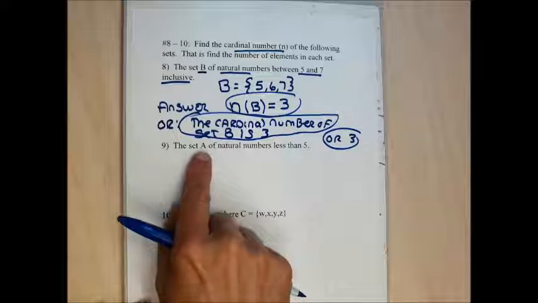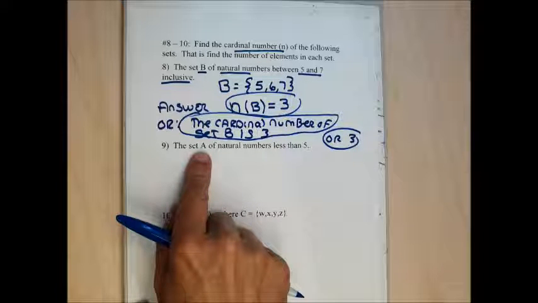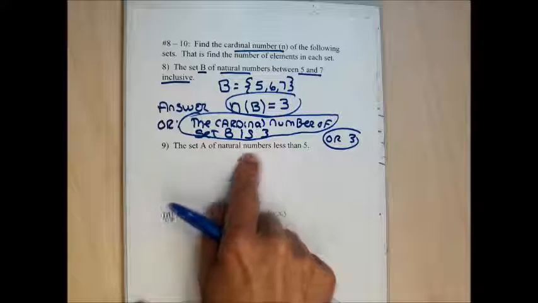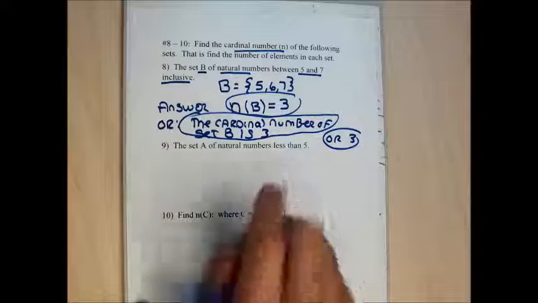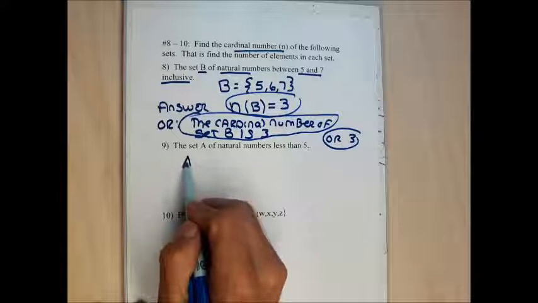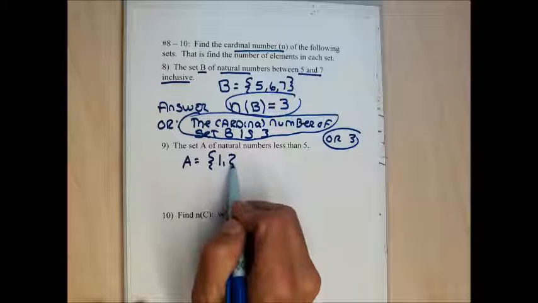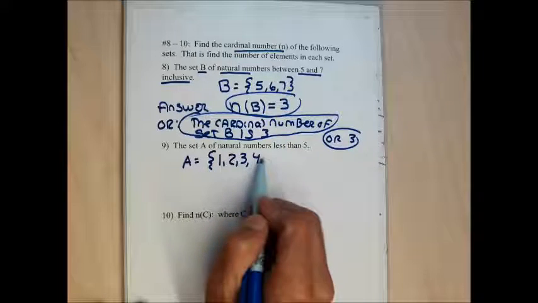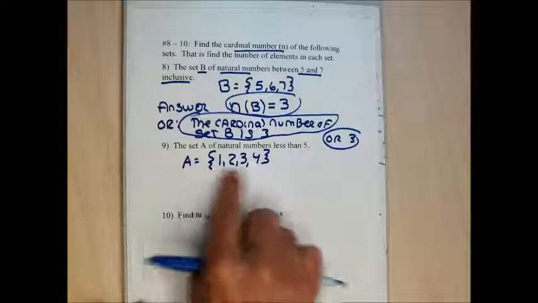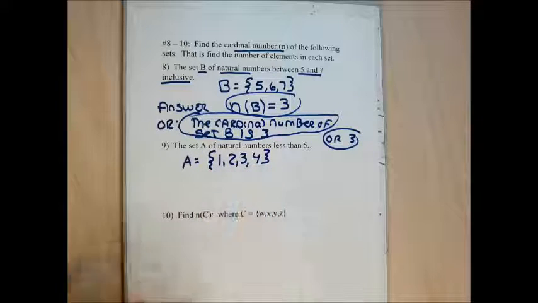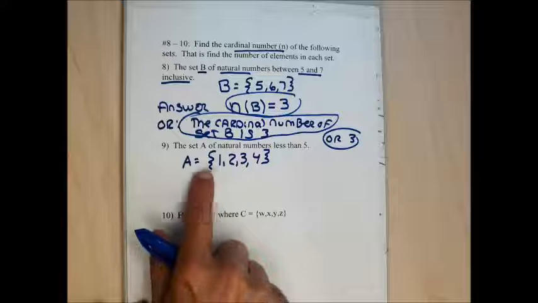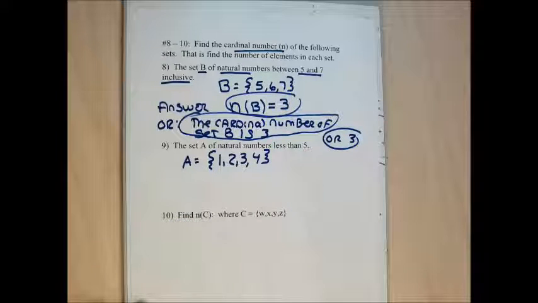For question 9, I need to create the set that's described here. Set A is a set of natural numbers less than but not equal to 5. Natural numbers start at 1. So the numbers in set A are any natural number that's less than 5 but not equal to 5. This is what set A is. It's a set that contains the numbers 1, 2, 3, and 4. Those are the only natural numbers that are less than 5 and not equal to 5.